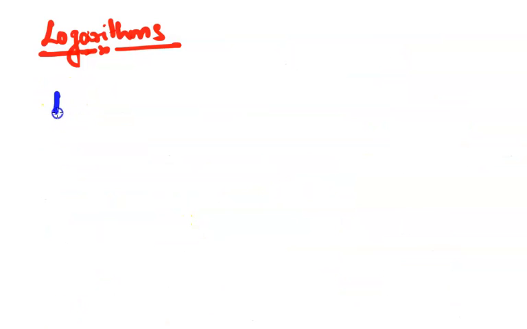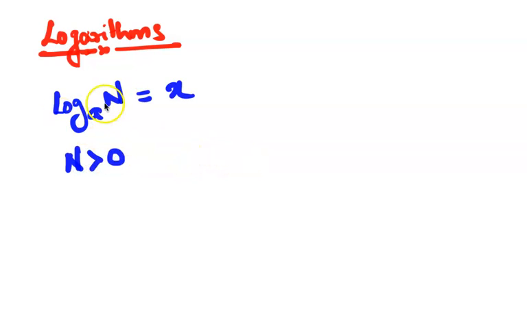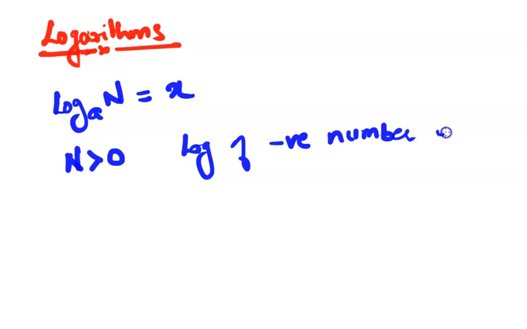So you have seen log n to the base of a is equal to x. However, there are certain constraints on these values for log to be valid. And what are they? So one is n has to be greater than 0. You cannot define a log of a negative number. So log of a negative number is not defined.